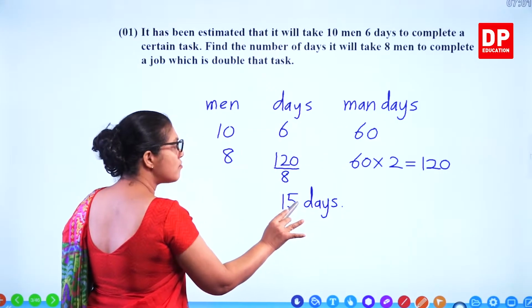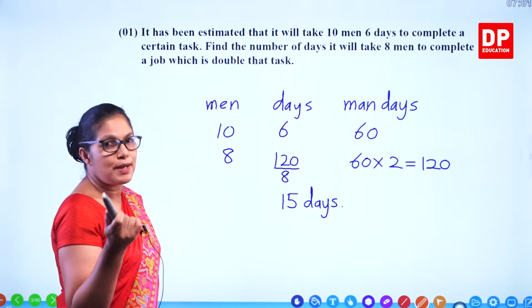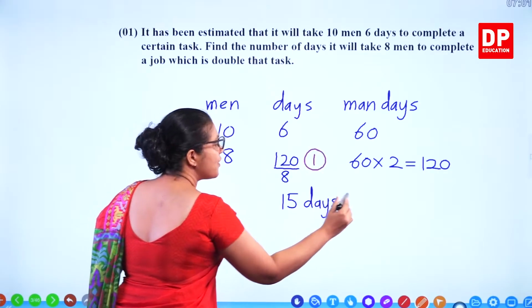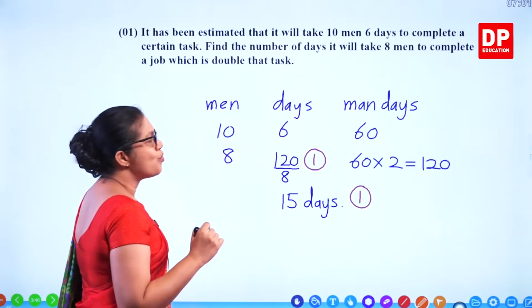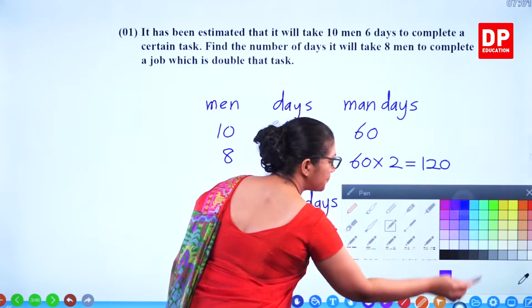When it comes to marks, if the answer is there, you get 2 marks. But if the answer is not there and only the method is there, you only get the method mark, that's 1, half of the marks. But if both are there, you get 2 marks. Now let's take the next one.